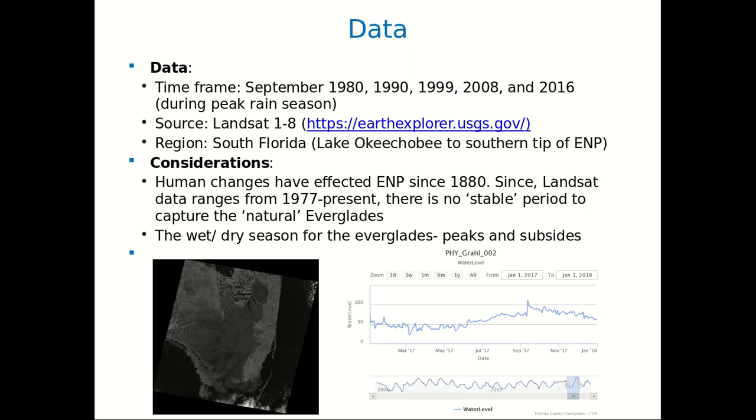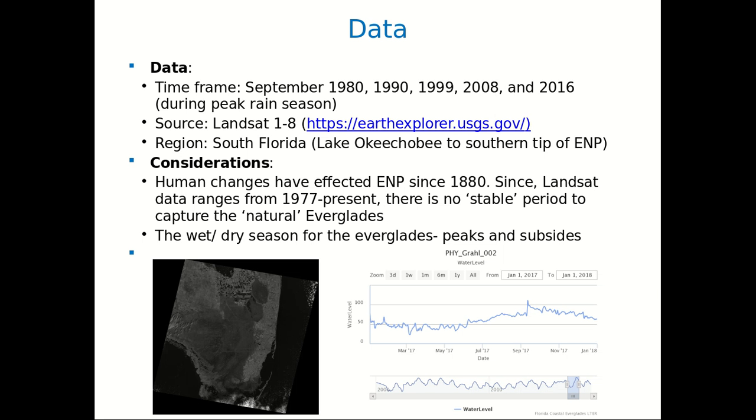The data I'm using for this project is, I'm taking 10-year increments, nearly. I had some issues with clouds, but I'm taking data during peak rain season, so that's somewhere between August and late September, and I'm taking data from 1980, 1990, 1999, 2008, and 2016. The sources are from the different Landsat satellites. I'll be using a wide swath of them, so I'll use 1 through 3 and then all the way up to 8, and I took my data from Earth Explorer. I'm concentrating on the southern Florida region south of Lake Okeechobee.